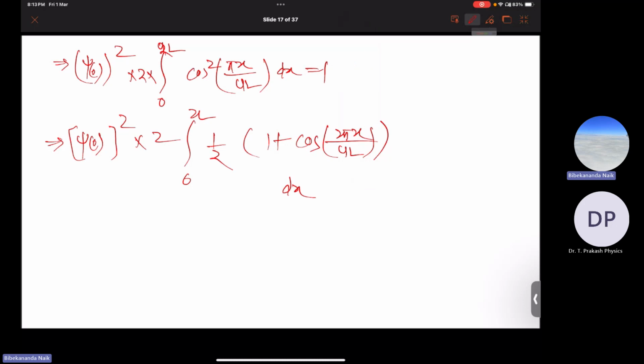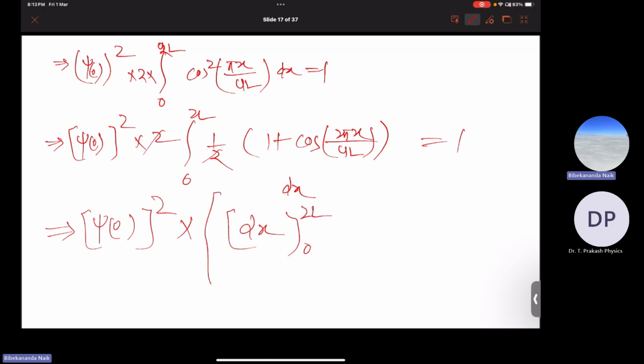So we will calculate. Now these two get cancelled out, so this is equal to 1. So psi 0 square into the first one is dx, integration 0 to 2l, then plus cos 2 pi x by 4l. The integration is sine pi x by 2l into 2l by pi, with 0 and 2l as the integration limits.